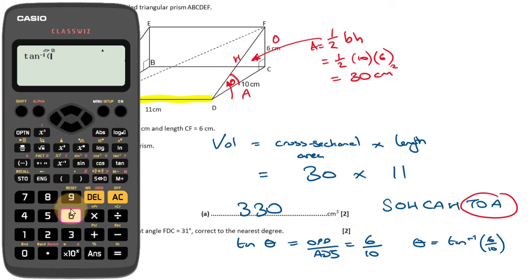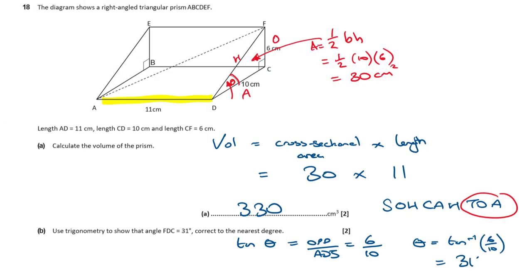So shift 10, 6 divided by 10. Oh, look at that, it's 31. That's equal to 31. We did it.